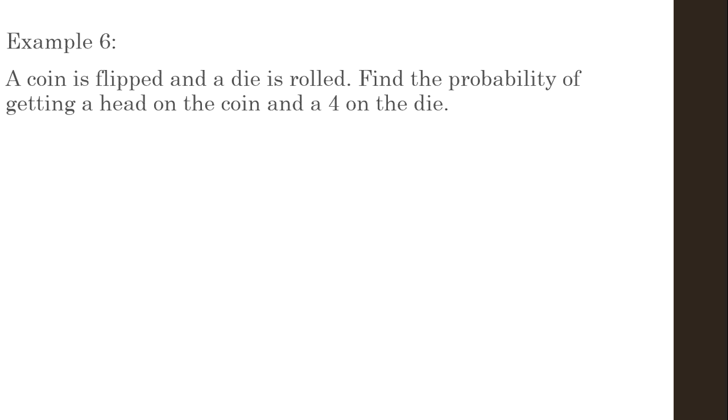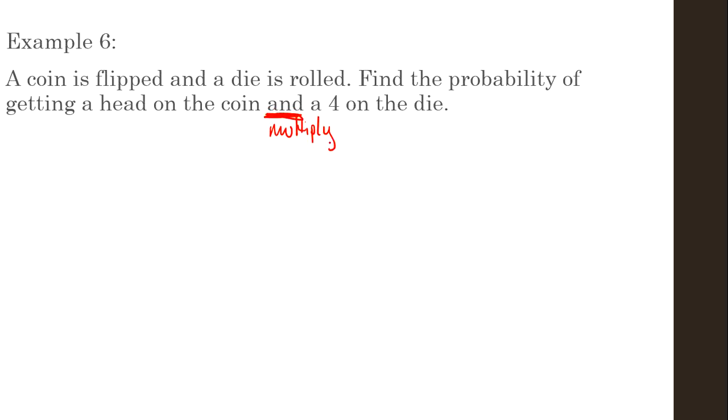Number 6, a coin is flipped and a dice is rolled. Find the probability of getting a head on the coin and a 4 on the die. And so you see and now. That means that we're going to have to multiply. Okay? So when we talk about 2 independent things happening, so we have 2 different events happening, which means we're going to have 2 different kinds of probability going on.